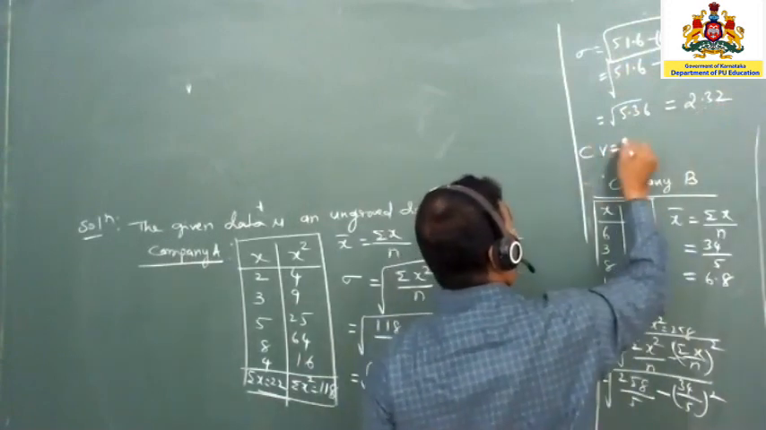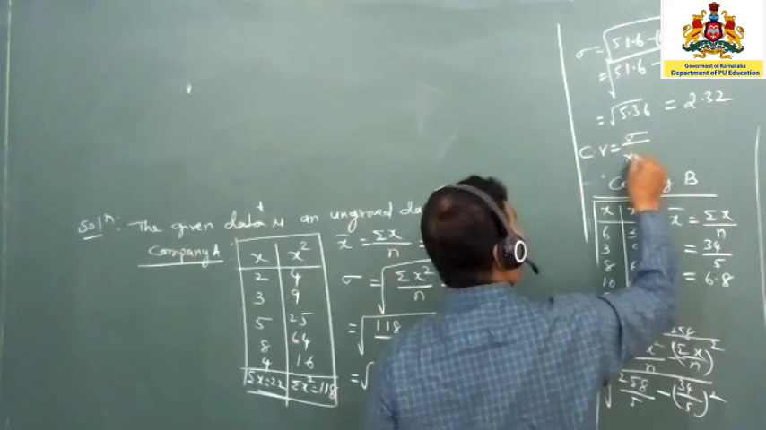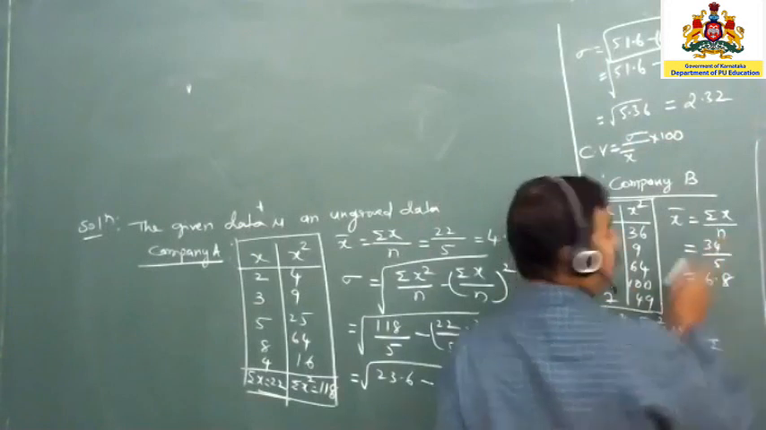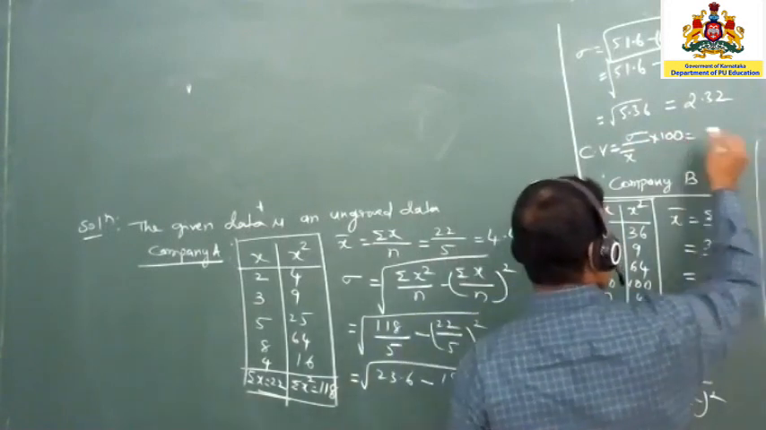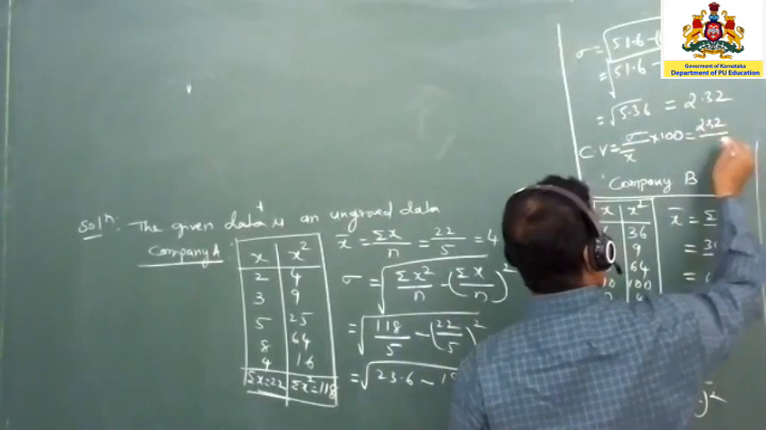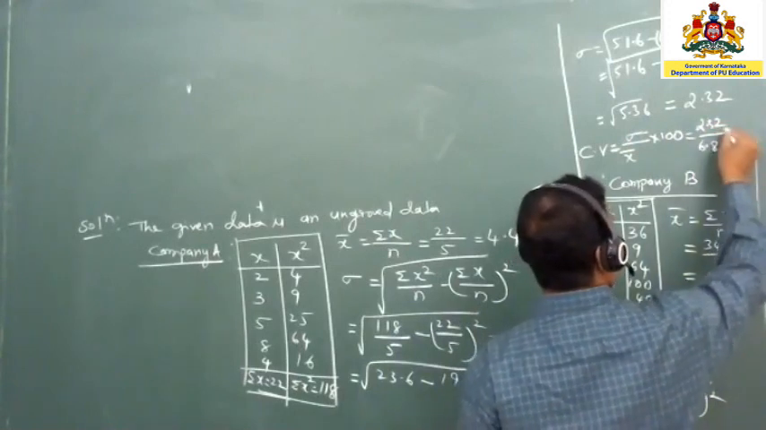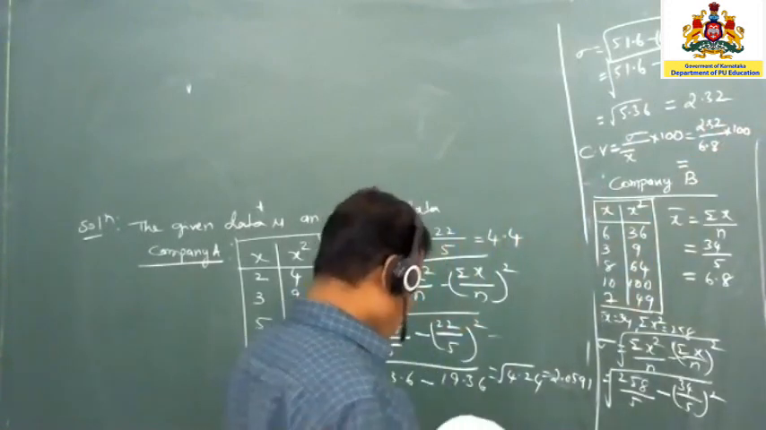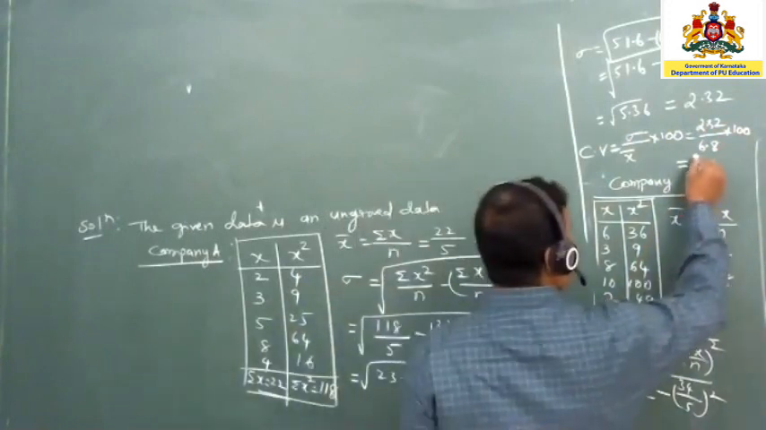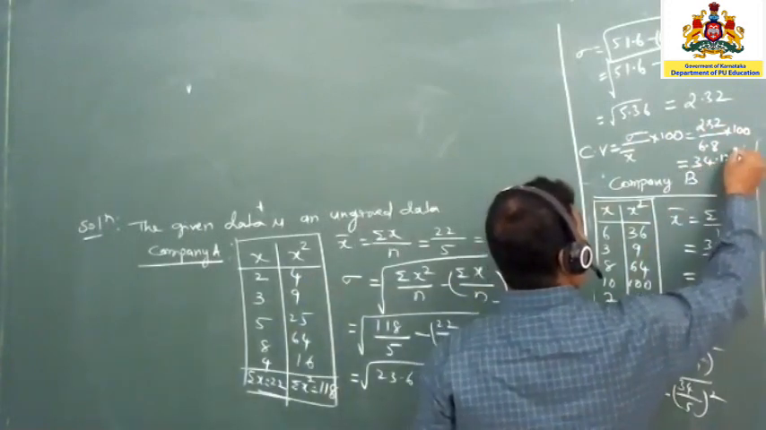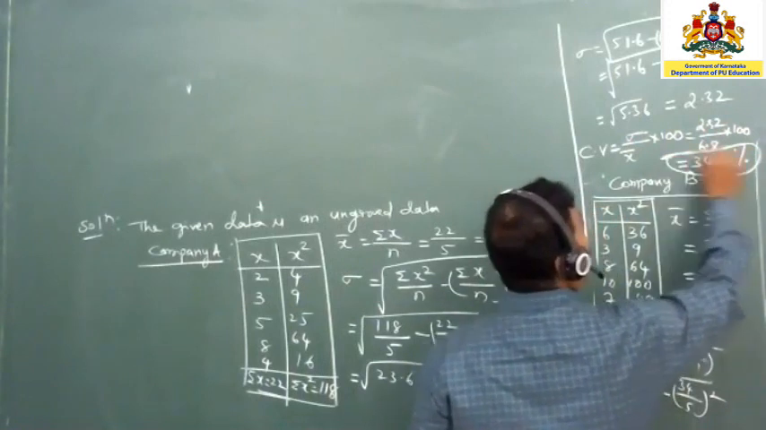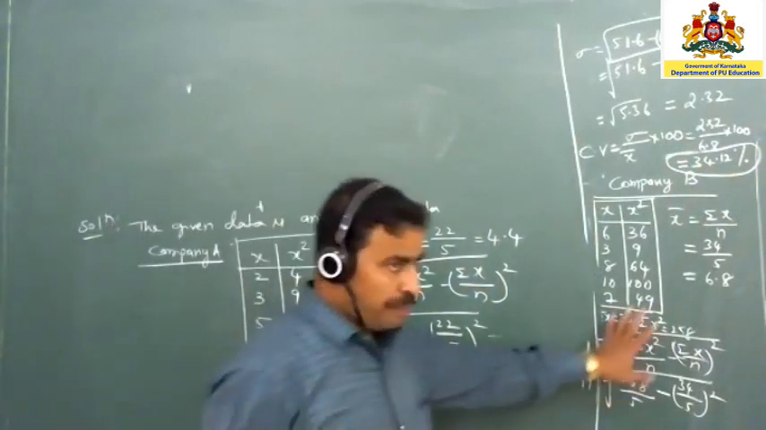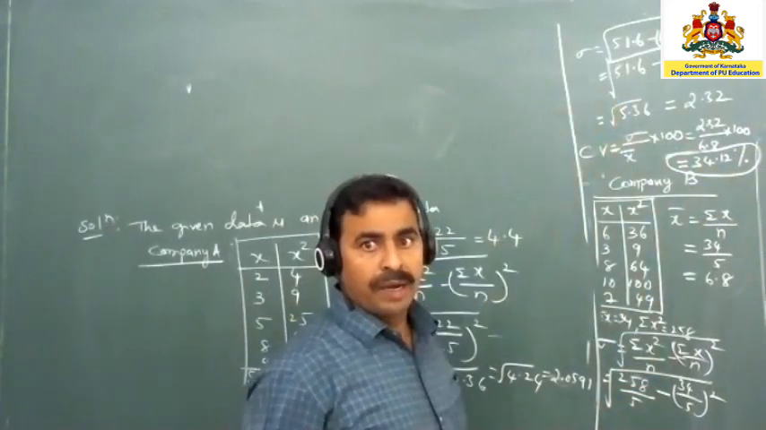CV equals sigma by x bar into 100, which equals sigma 2.32 by x bar 6.8 into 100, which is 34.12%. It is the final answer, 34.12%. First find the mean, standard deviation, then the coefficient of variation.